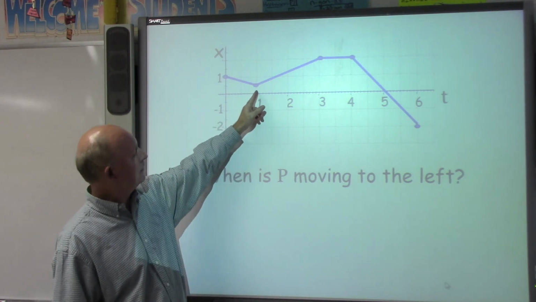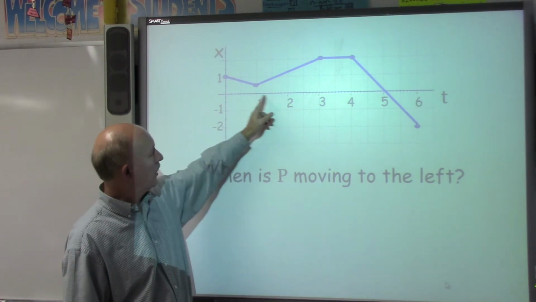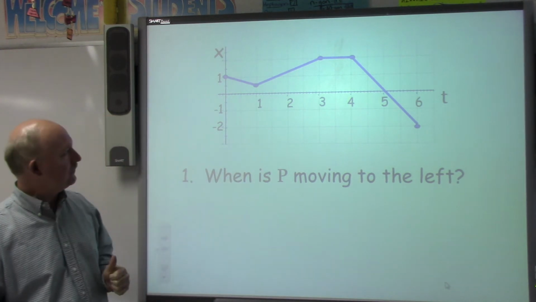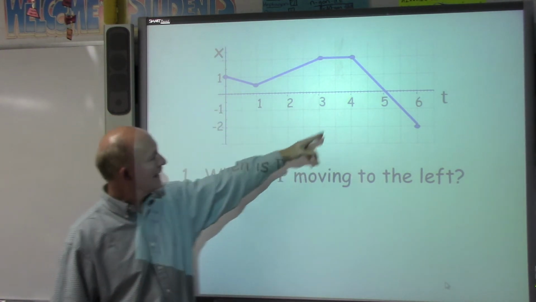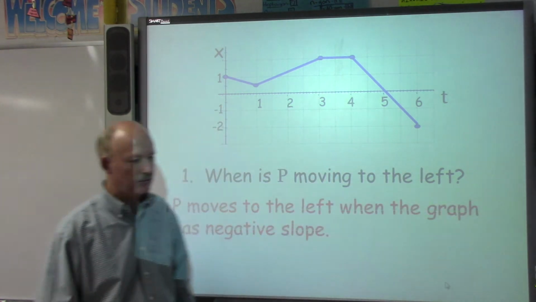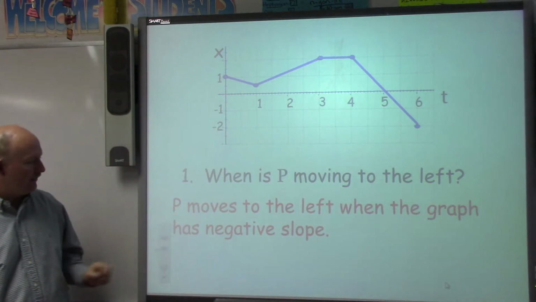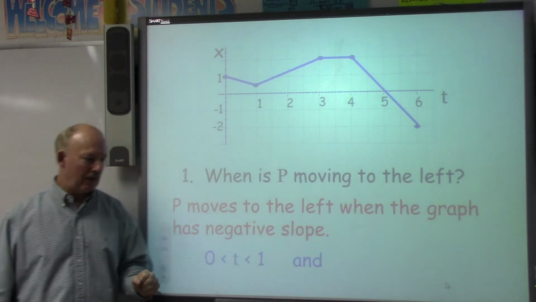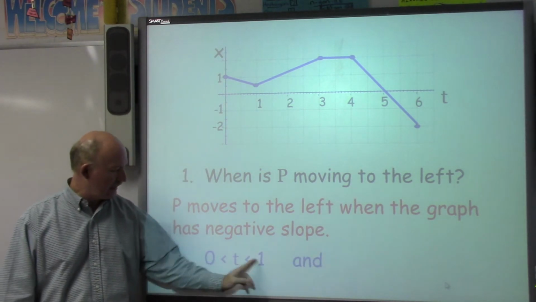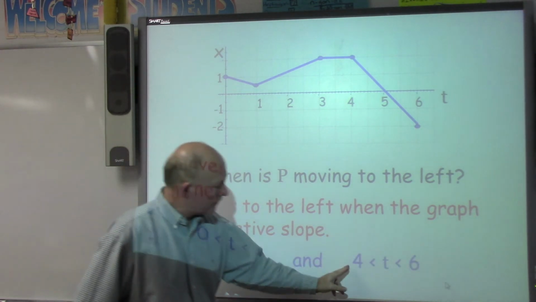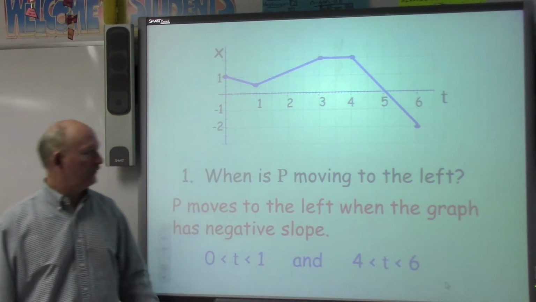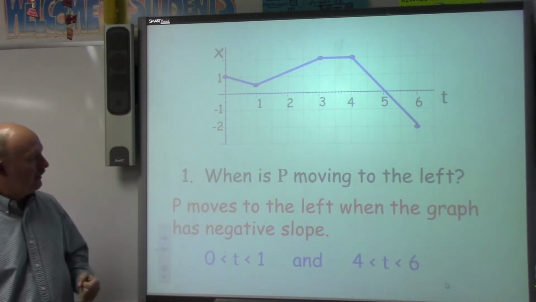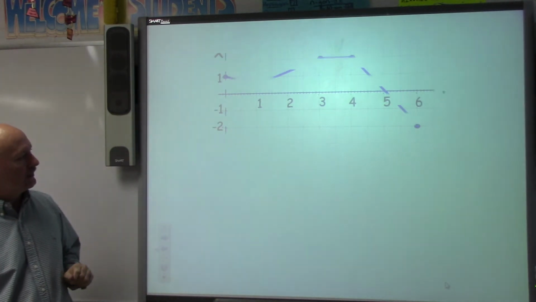And then it changes its direction. Then it starts moving from 1 to 3, and the particle is moving to the right. So when is the particle moving to the left? It's moving to the left from 0 to 1 and from 4 to 6. The particle moves to the left when the graph has a negative slope, and that would be from 0 less than t less than 1, and from 4 to 6. Two intervals in which the particle is moving to the left. That's our first question.